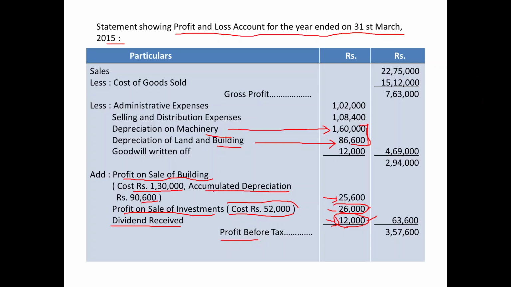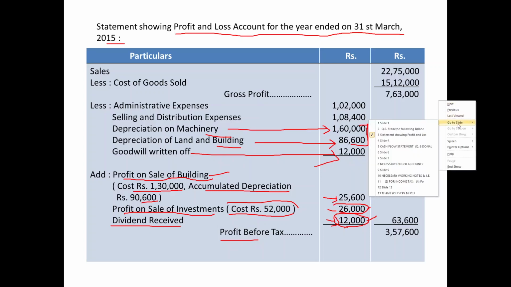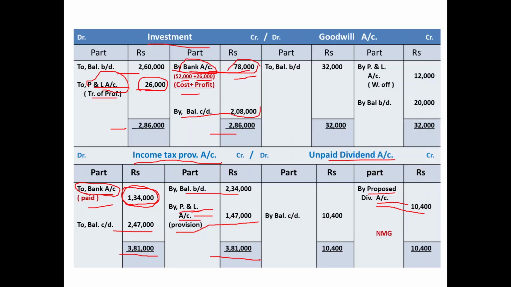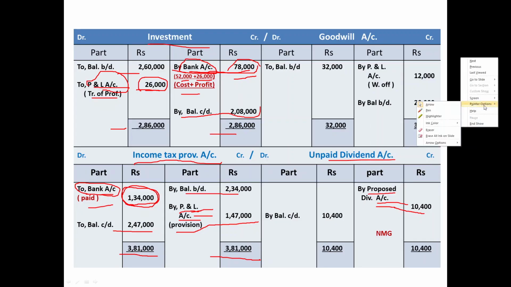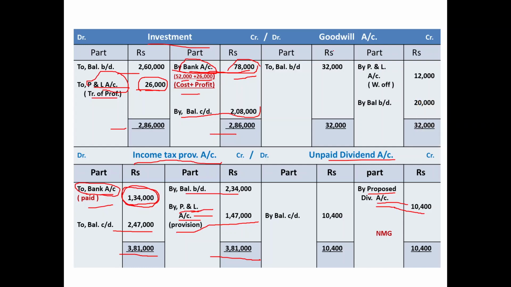Next, sale of building is over. Goodwill written off 12,000. Profit and loss account debited to goodwill account credited. By this way, journal entry would have been passed. Let us give the posting in the goodwill account.